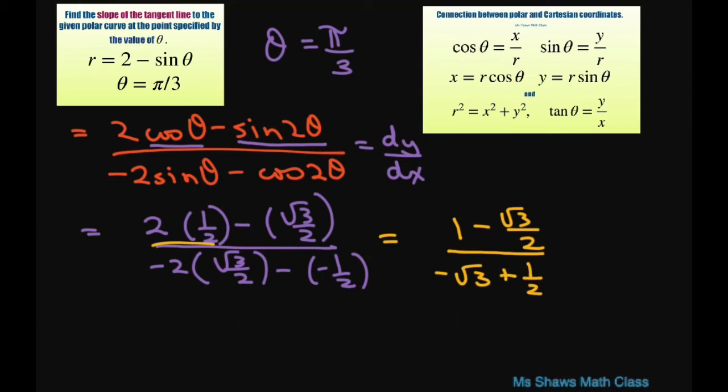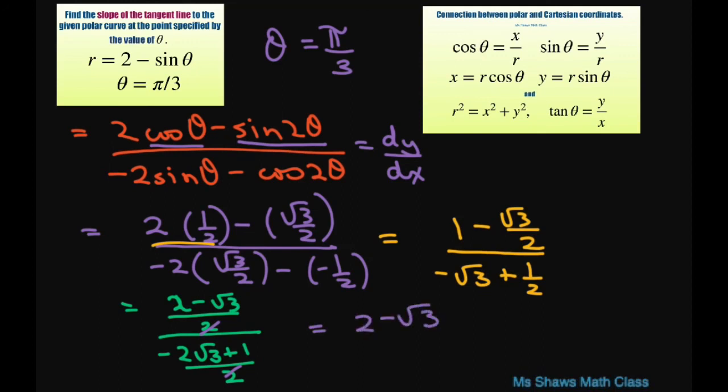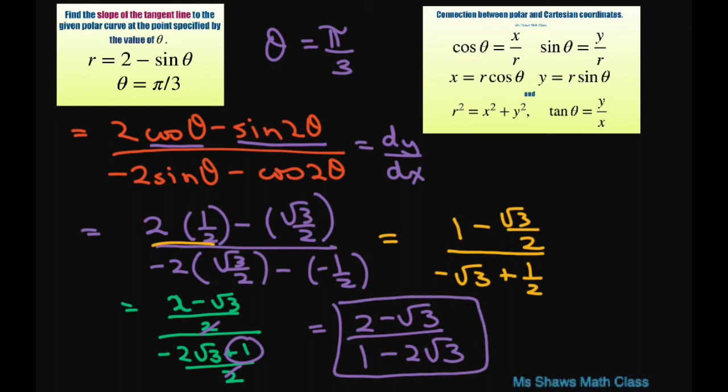Now to make this look a little better, let's get common denominators for our numerator and denominator. So this would be 2 minus square root of 3 divided by 2. I'm going to have 1 minus square root of 3, this is going to be a 2 now, divided by 2, and minus 2 square root of 3 plus 1 divided by 2. So basically the 2's cancel out, and I'm going to go ahead and put the 1 first: 1 minus 2 square root of 3. And this will be your final answer. This is the slope of the tangent line.